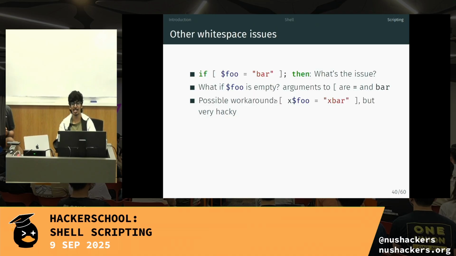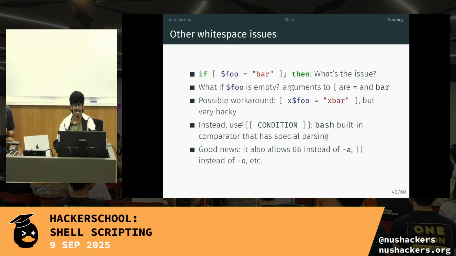One very hacky workaround is to do something like x$foo equals x bar, because the x will always cancel each other out. So even when foo is empty, you'll still have an x left here. But this one's quite hacky lah, so usually not recommended. Instead, what people normally do is they use a double square bracket condition. This is the bash built-in comparator that has special parsing. It's very similar to the test operator, which is the square brackets, except it uses the double square brackets. It also allows for your usual logical operators like and, or and so on.